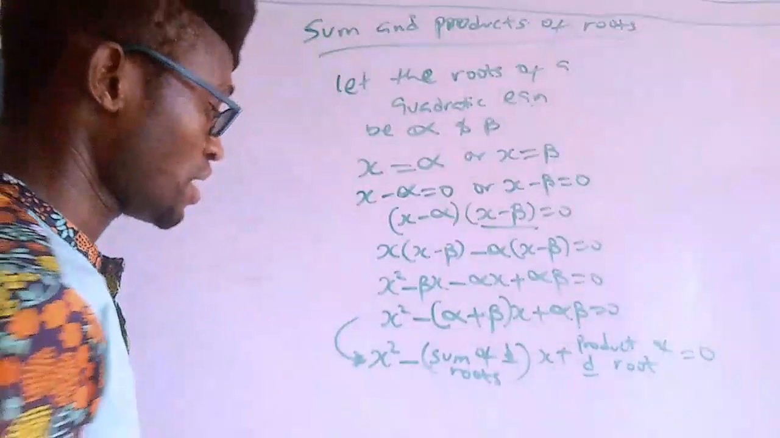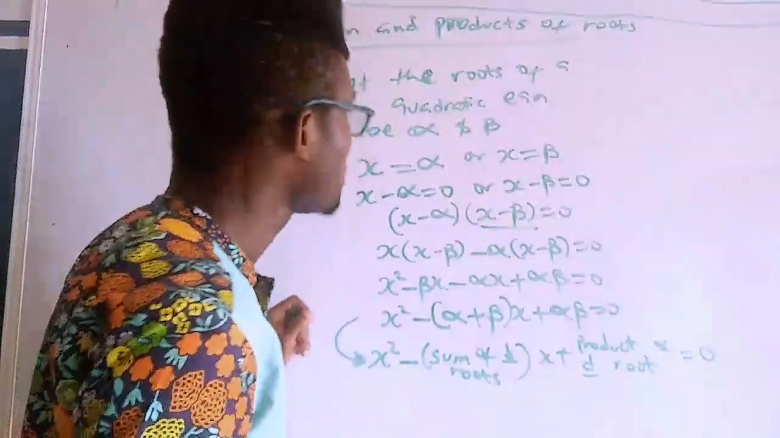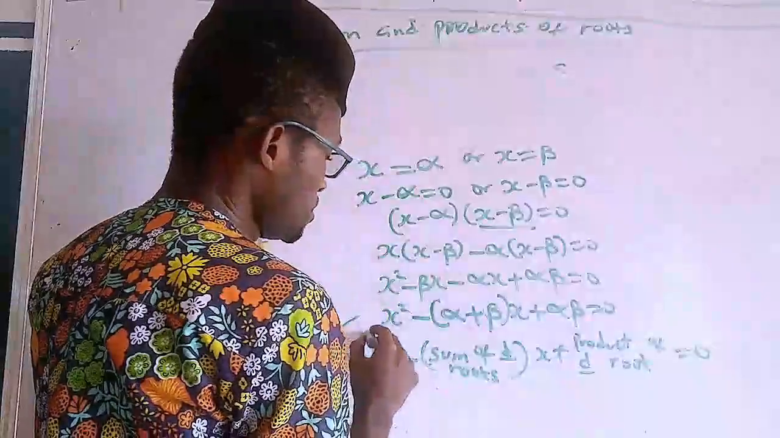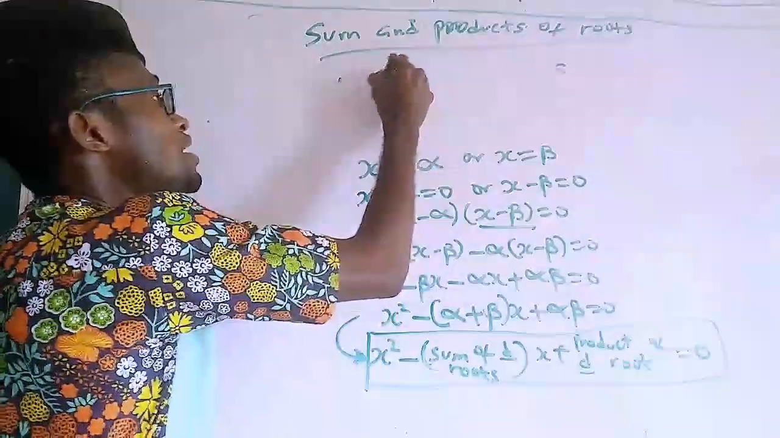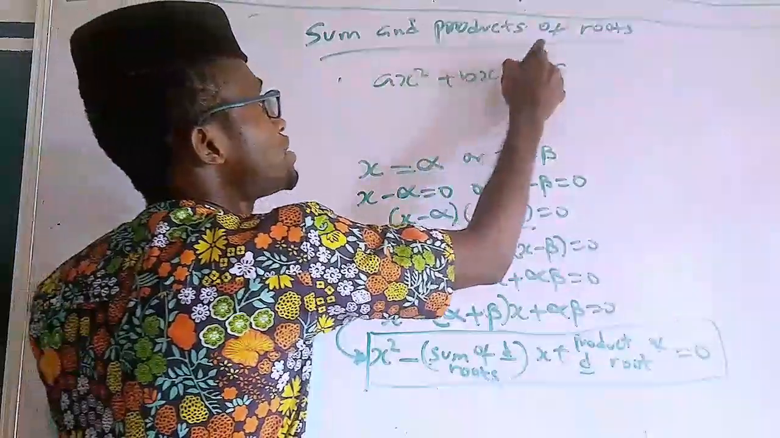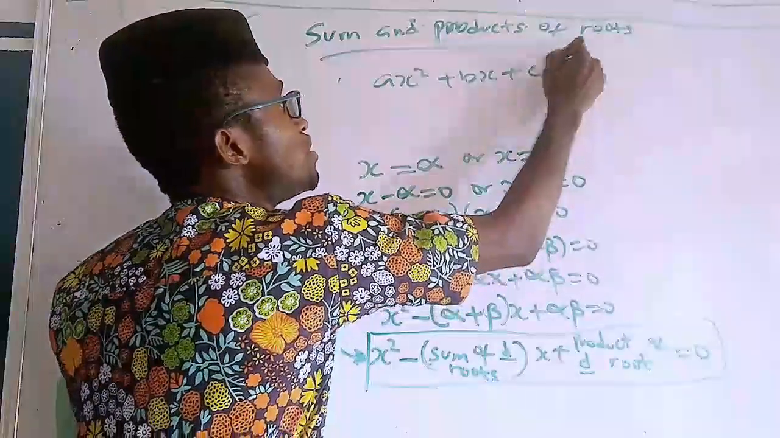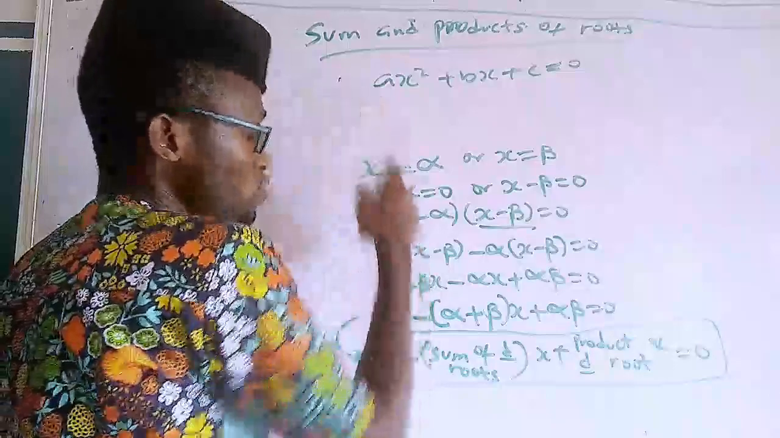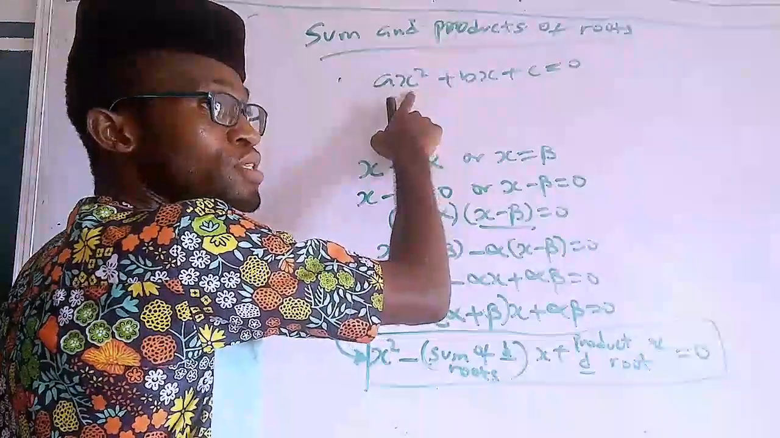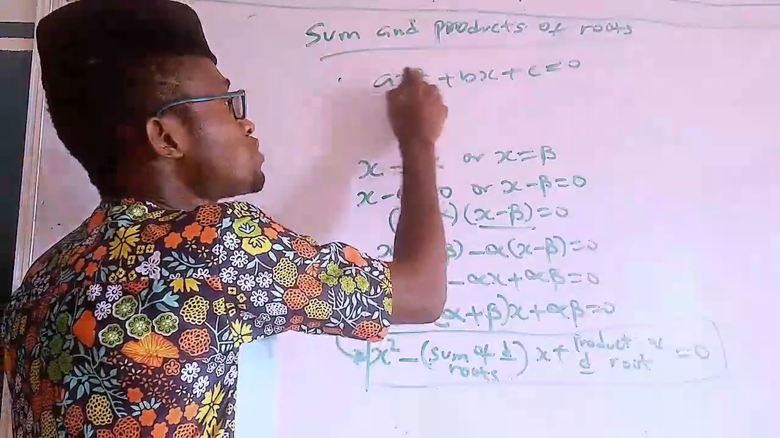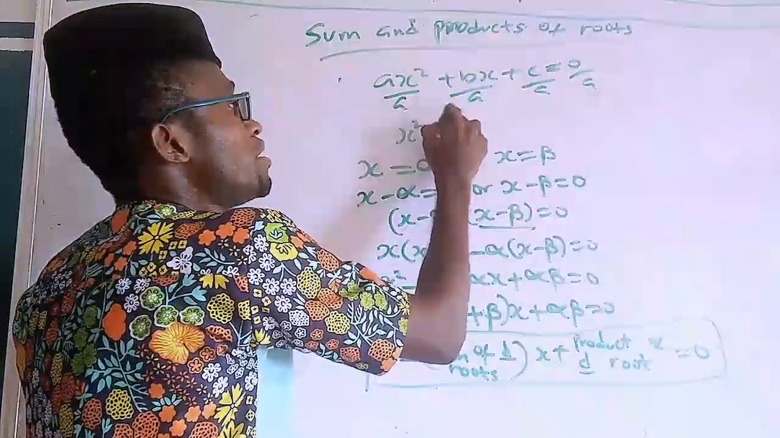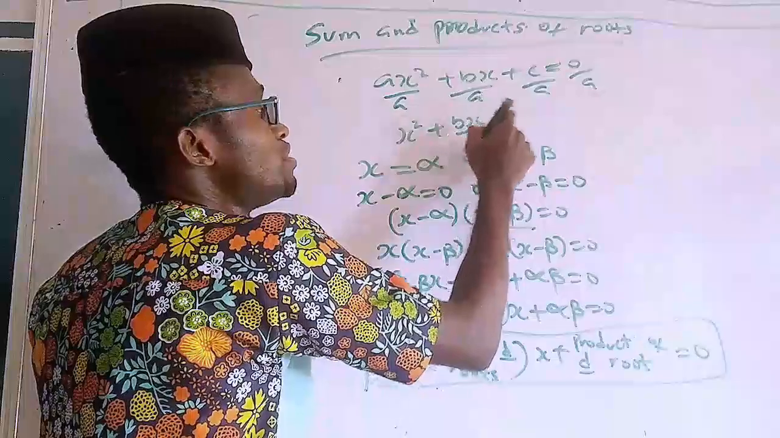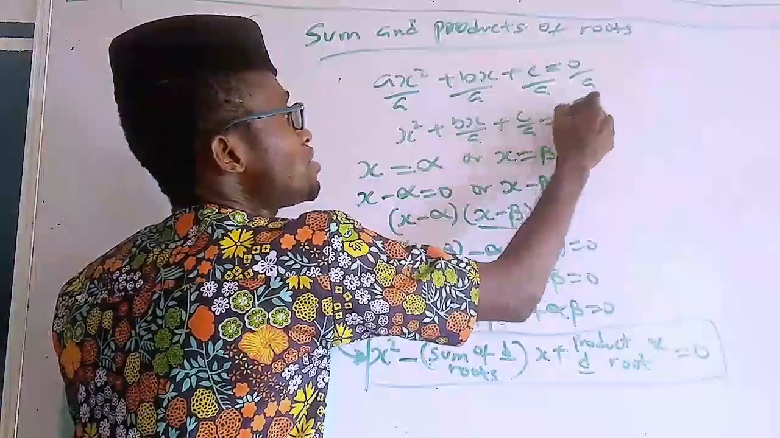So for a quadratic equation like this, this is actually the general formula for every quadratic equation. Now comparing this with ax squared plus bx plus c equals 0, we have to make this coefficient 1. So doing that, we have to divide it through by a. So this is x squared plus b over a x plus c over a is equal to 0.